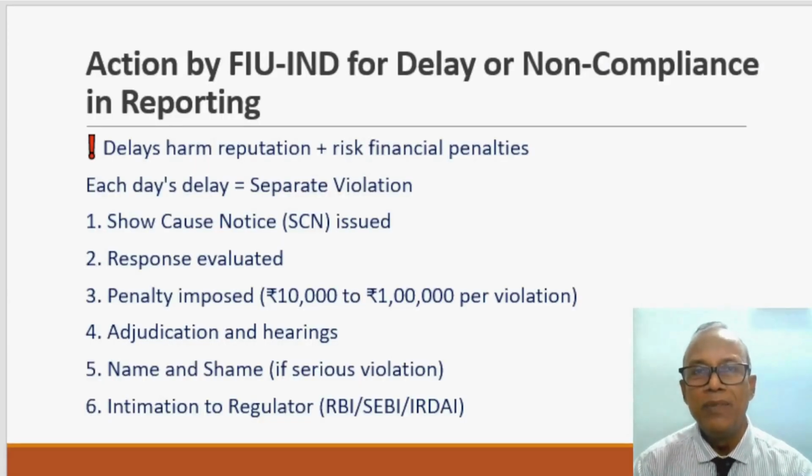Action by FIU-India for reporting delay. Each day of delay in reporting or rectification counts as a separate violation. FIU-India may issue a show cause notice, conduct hearings, impose monetary penalties varying from rupees 10,000 to rupees 1 lakh per violation, and further escalate the matter to RBI or other regulators.